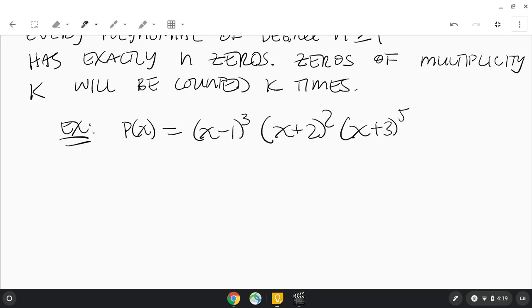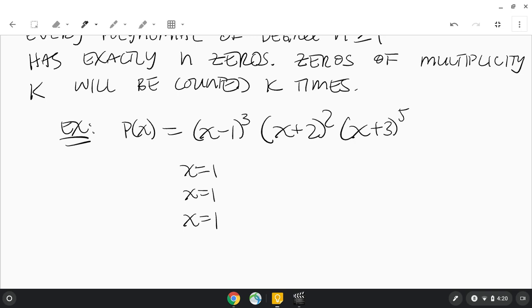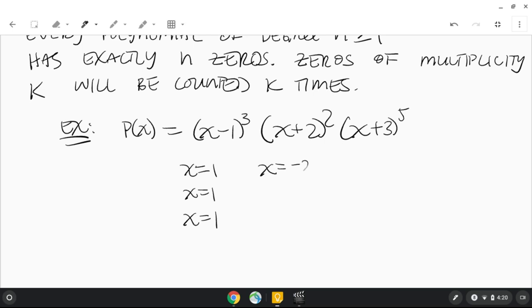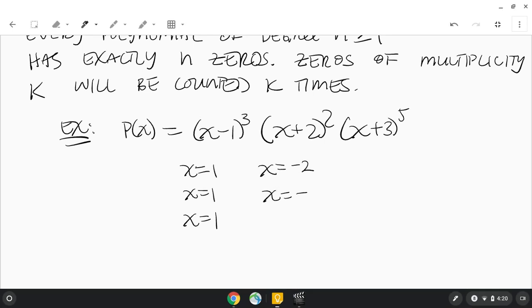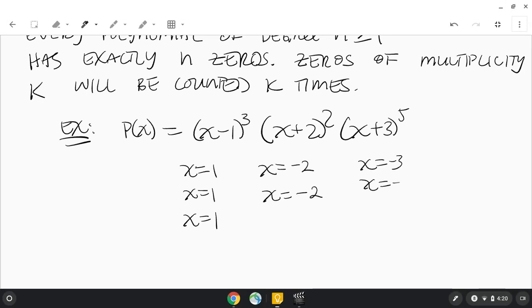Okay, so the zeros would be x equals 1, x equals 1, x equals 1, because it's multiplicity 3. And x equals negative 2 is also a zero, and it has multiplicity 2. Okay, and then x equals negative 3 is a zero with multiplicity 5.